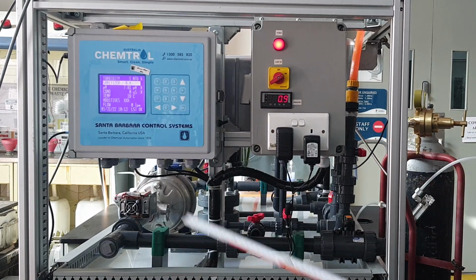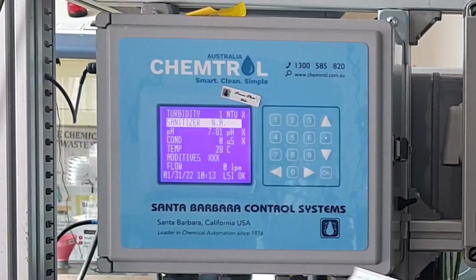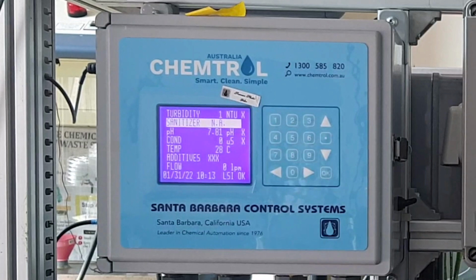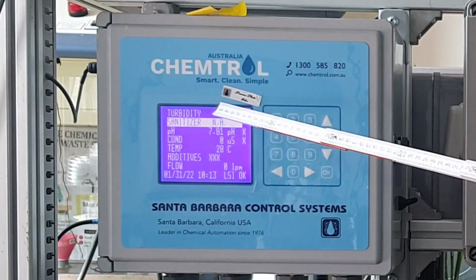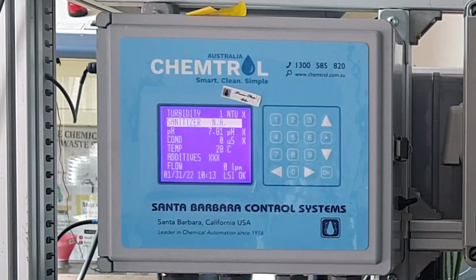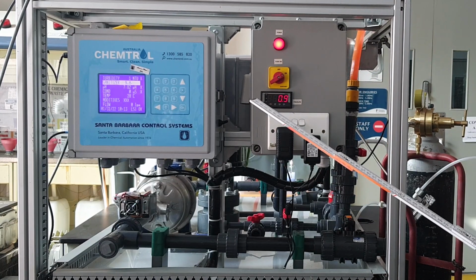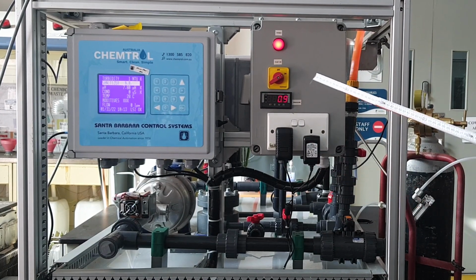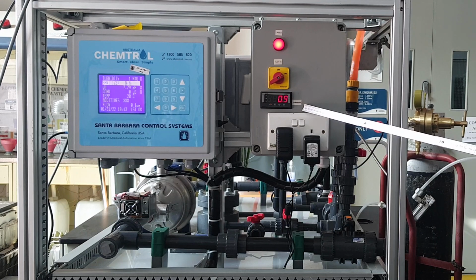So we've flushed the rig with tap water and the pH is around 7.8. The turbidity is showing 1, so it's nice and clear. And because we've topped up with the water from the head tank above us, the system pressure is 0.9 bar gauge.